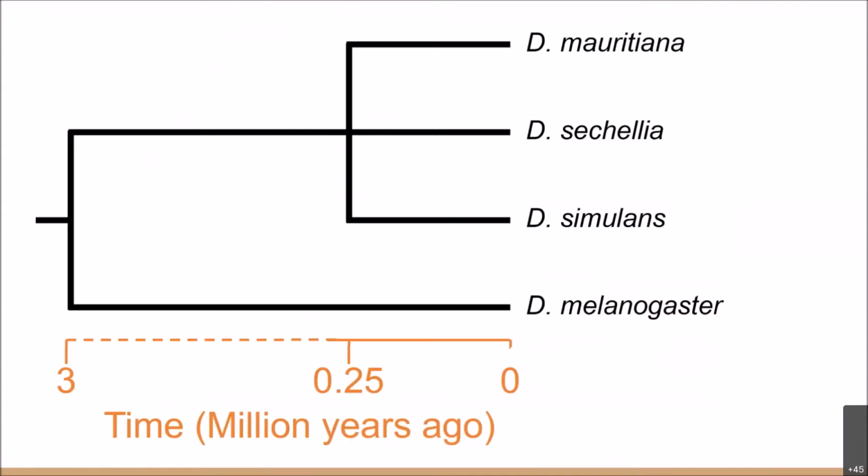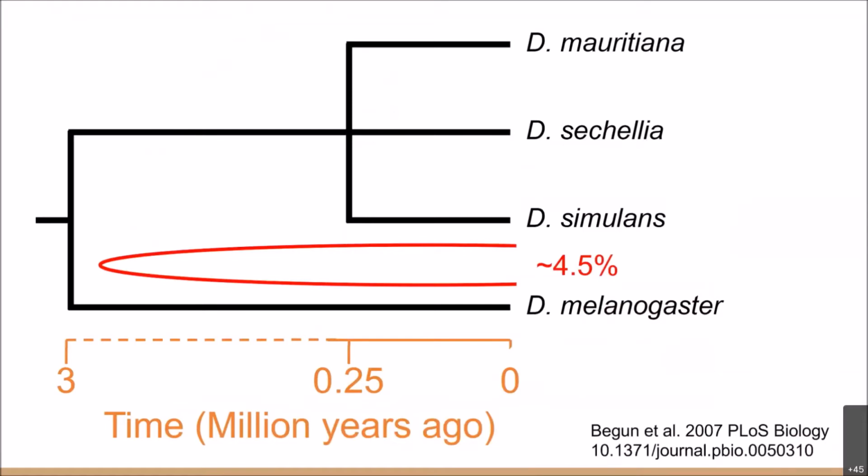If we do the same exercise with Drosophila, we can take Drosophila melanogaster and compare it to Drosophila simulans, and we get a similar result, around 4.5%. This number varies depending on which part of the genome you choose and what kinds of alignments you do, but roughly speaking, you get about 4.5% difference.